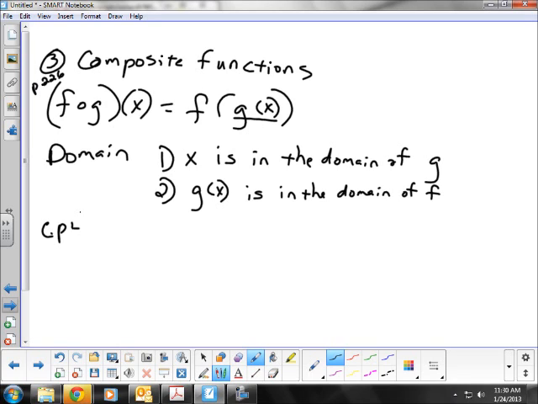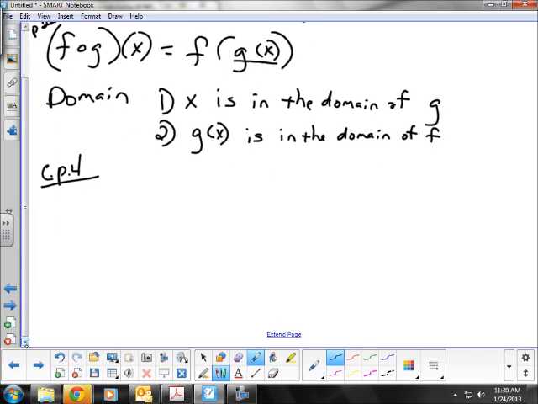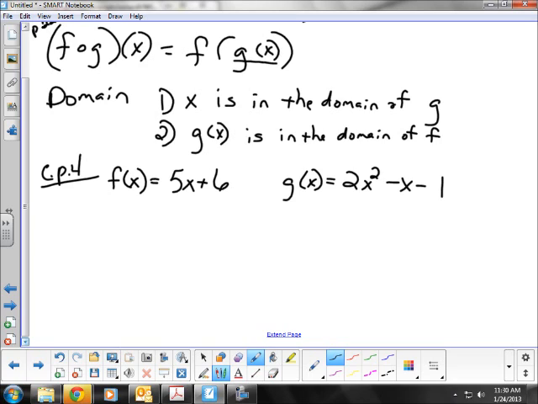So let's look at checkpoint 4 and talk about actually forming these composite functions and what that looks like. So if they tell me that f of x is equal to 5x plus 6, and that g of x is equal to 2x squared minus x minus 1. So part A says I'm going to do f compose g of x. Now remember what that means. I'm going to take the f of x function. I want everybody watching. Let me give you a second to catch up with your writing.